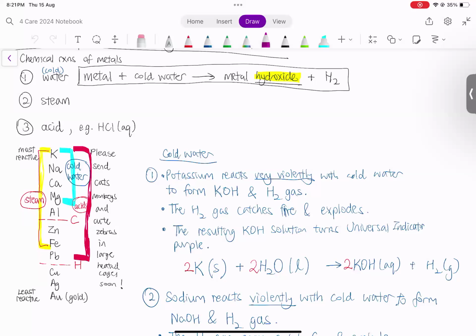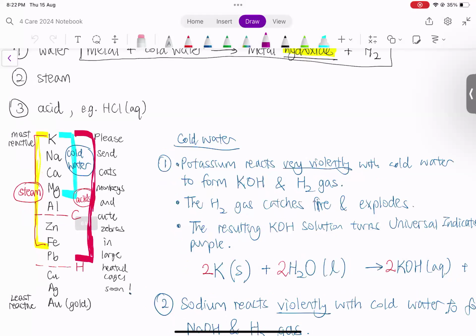Okay, good evening, everyone. So here's the continuation of our lesson on metals, and we are now at the chemical reactions of metals. Now, to understand the chemical reactions of metals, we need to understand the reactivity series of metals. This is because metals have different reactivities. Some metals are more reactive, while others are less reactive. So we can order them into this series, where you have potassium right on top.